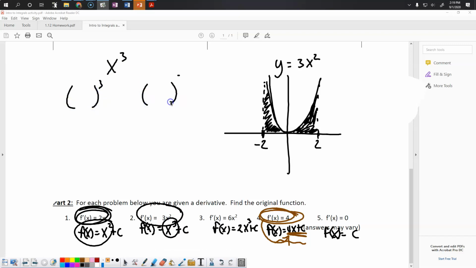I can plug in the right-hand number and the left-hand number, and I can subtract them. And I find out that the area is 16. Okay? Now, why does that work? I'm not telling you why it works. I'm just telling you that it works.